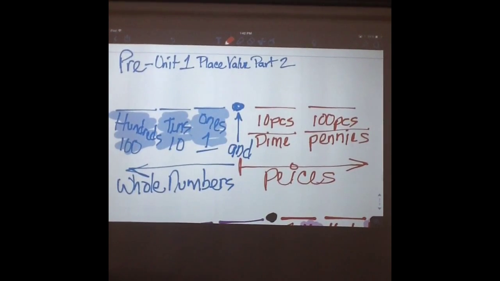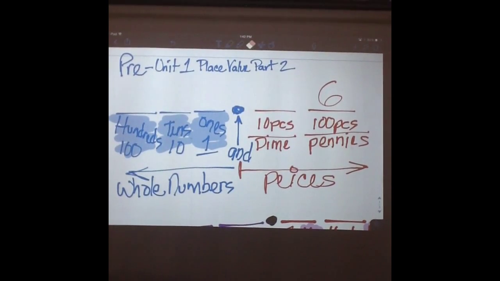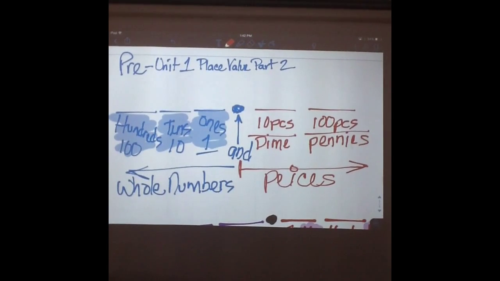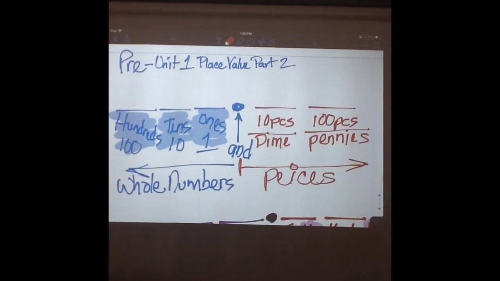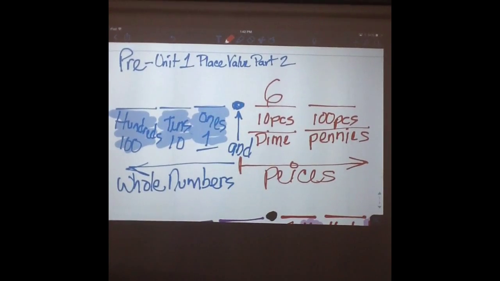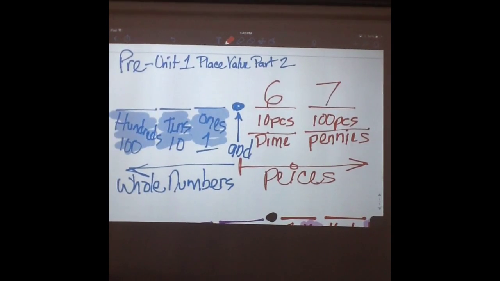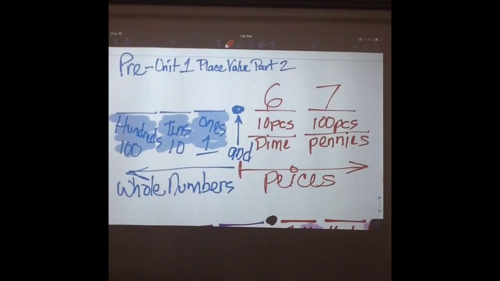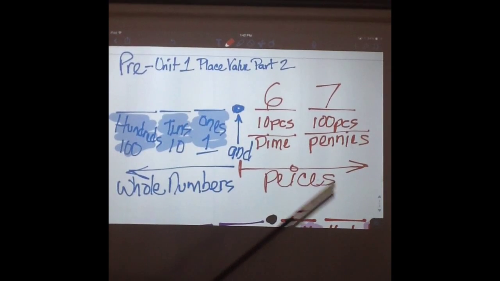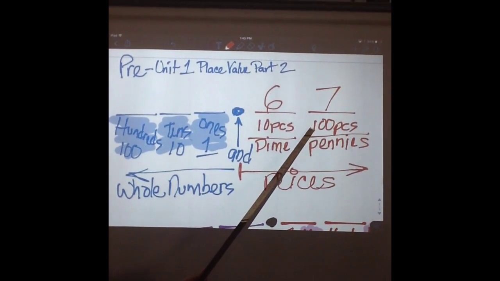6. Under where? Would I put the 6 here? No. Why not? Because that's pennies. So I would have to put it under the dimes. So I have 6 dimes, right? Yes. And now what do I do? Put the 7 in pennies. Put the 7 in the pennies. So this tells me I have how many cents? 67. I have 67 cents.